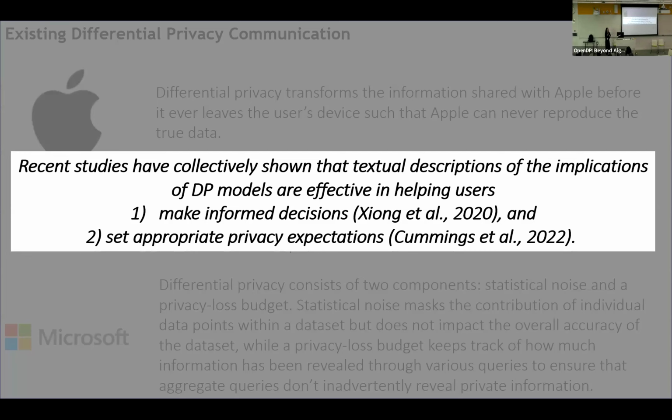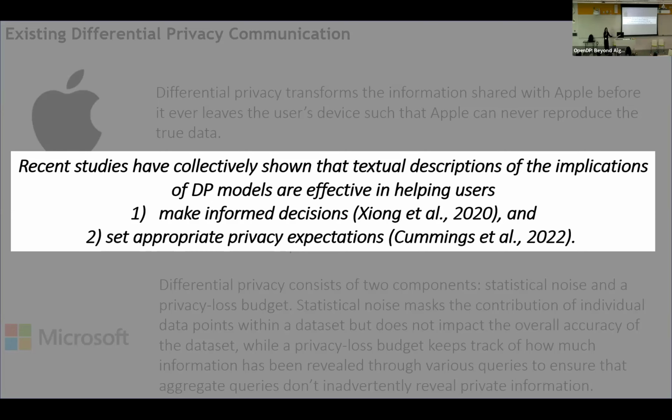For example, the work from Rachel and her colleagues, and a bunch of researchers in Europe, also conducted this line of work. Collectively, those studies have found that text descriptions, in particular those talking about the implications of differential privacy techniques or their models, are effective in helping people understand this technique and make so-called informed decisions when sharing their data. In particular, Rachel and her colleagues found that those descriptions are also good at setting appropriate privacy expectations from the end users' perspective.